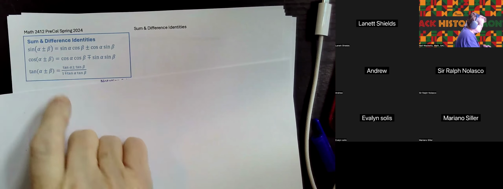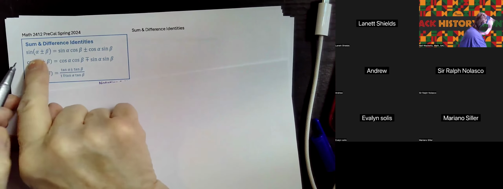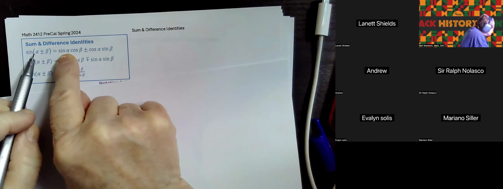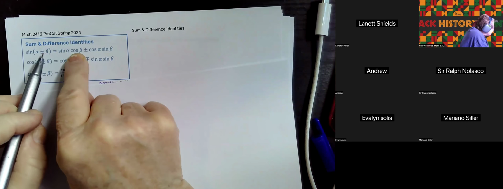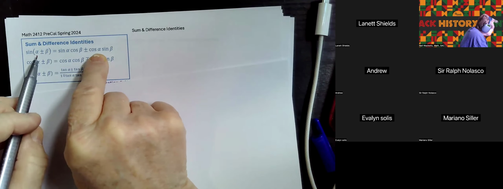Okie doke. So we have 3 new identities, and actually there are 6 identities because we're using plus or minus to encapsulate 2 identities in one. So we have that the sine of the sum of 2 angles is the sine of the first, cosine of the second, and the sines in the middle are the same. Then the cosine of the first, sine of the second.